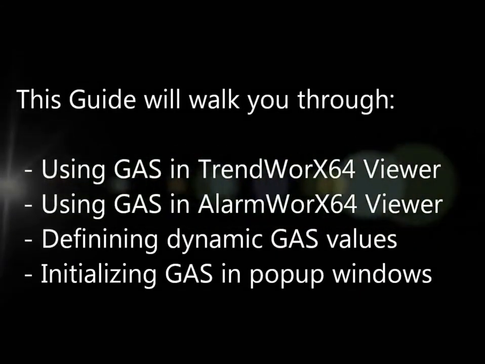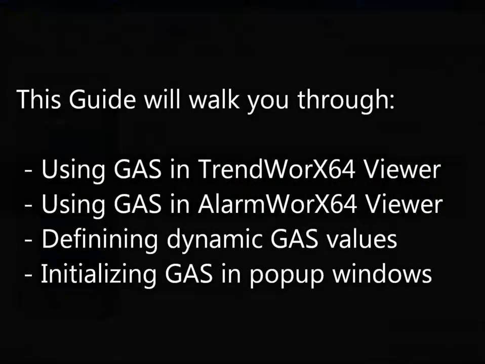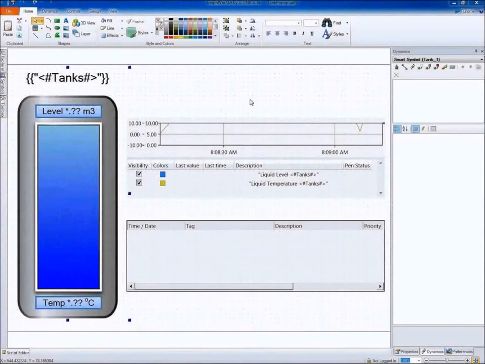This video discusses how to use global aliases in AlarmWorks64 viewers and in TrendWorks64 viewers. It also discusses how to define dynamic alias values and initialize alias values in pop-up windows. In the previous chapter about global aliasing, we have shown how to use them to our advantage. Today, I will show you another powerful feature of global aliases.